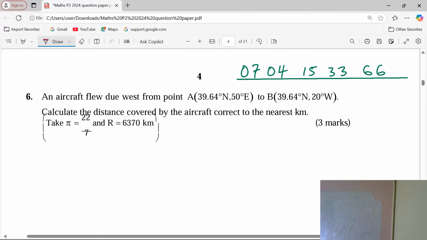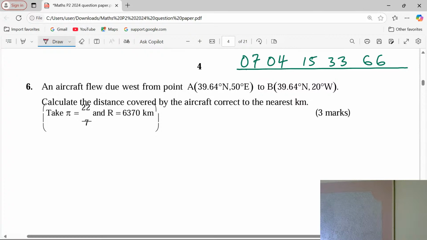Number 6, a question on longitudes and latitudes. An aircraft flew due west from a point A, 39.64 degrees north, 50 degrees east, to B, 39.64 degrees north, 20 degrees west. Calculate the distance covered by the aircraft, correct to the nearest kilometer. When we are talking about distance in kilometers, we must specify: is it distance along a great circle or distance along a small circle?